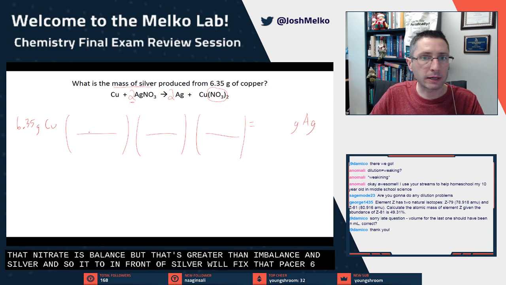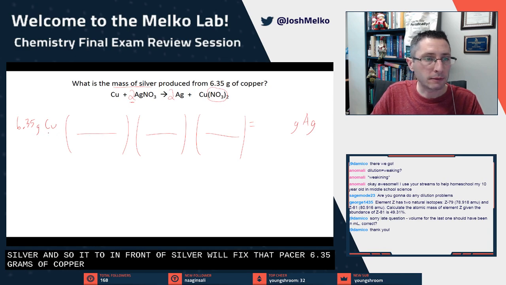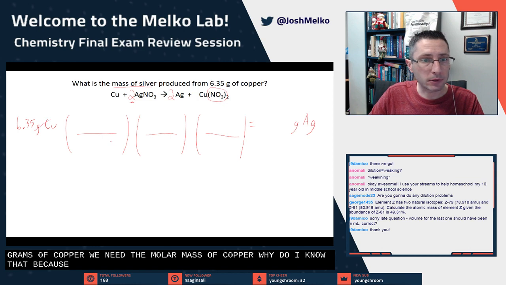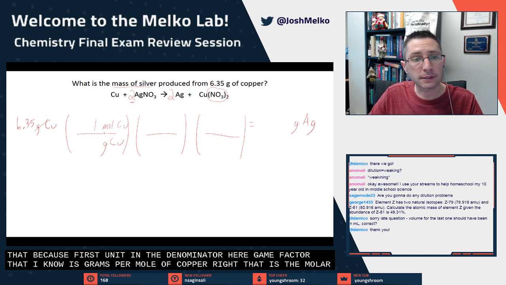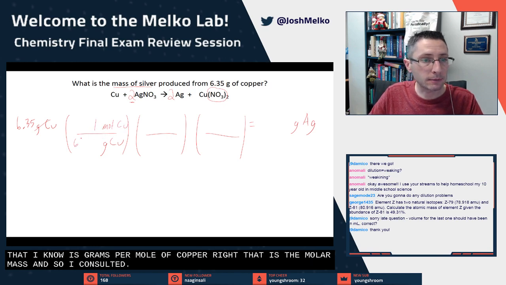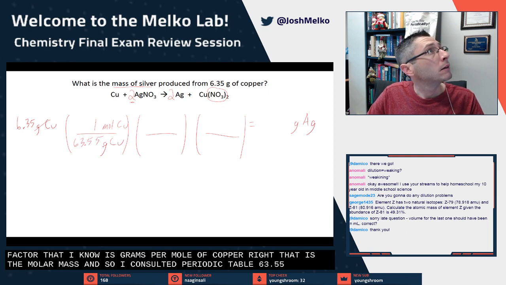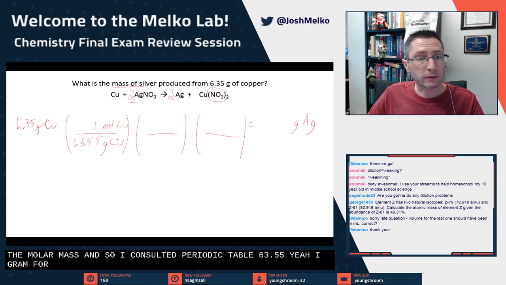Okay, so 6.35 grams of copper. We need the molar mass of copper. Why do I know that? Because as soon as we're given grams of copper, we're going to want to eliminate that unit. So that has to be the first unit in the denominator here. A unit factor that I know is grams per mole of copper. That is the molar mass. And so I consult the periodic table, 63.55 grams per 1 mole of copper.